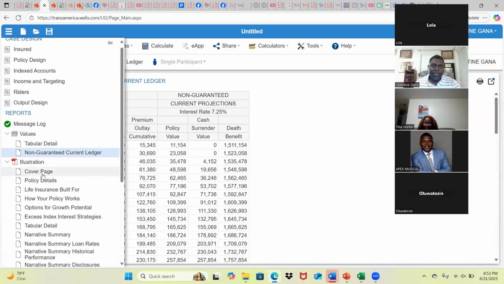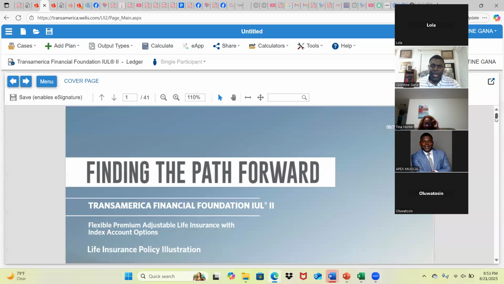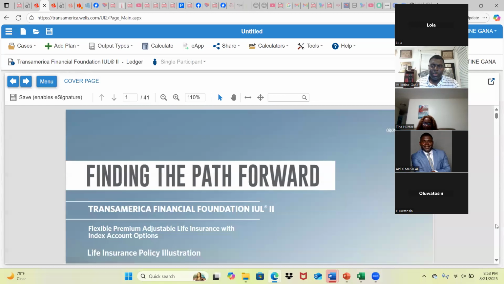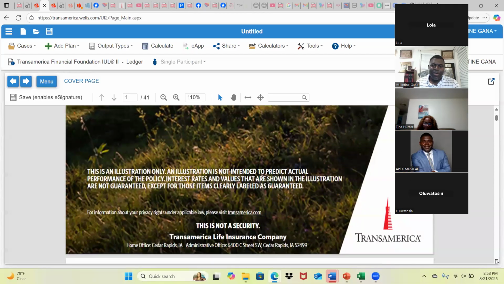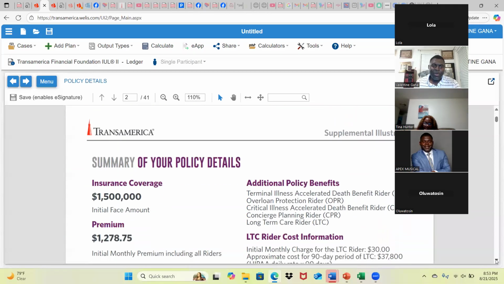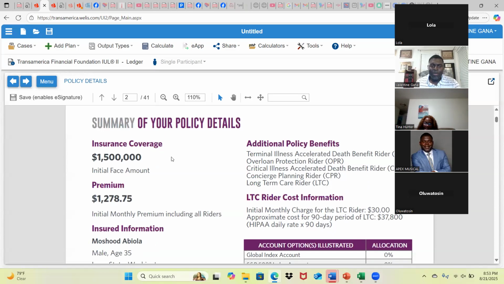Let's go to their cover page here. All right. So again, Moshood Abiola, I'm sure he could have afforded this very easily when he was alive, before he got killed by the military. So 1.5 million, premium 1,275. That was a travesty for Nigeria. Great businessman, Moshood Abiola.